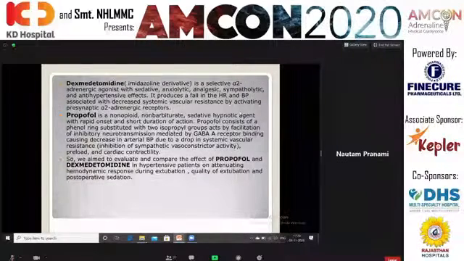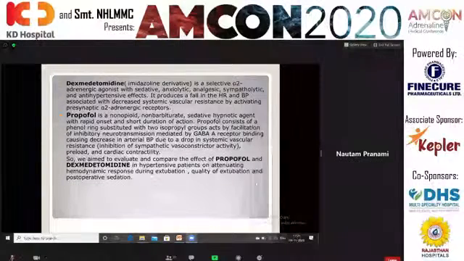Propofol is a non-opioid, non-barbiturate sedative hypnotic agent with rapid onset and short duration of action. Its mechanism of action is through GABA receptor activity causing hyperpolarization, and it reduces blood pressure by decreasing SVR, preload, and cardiac contractility.